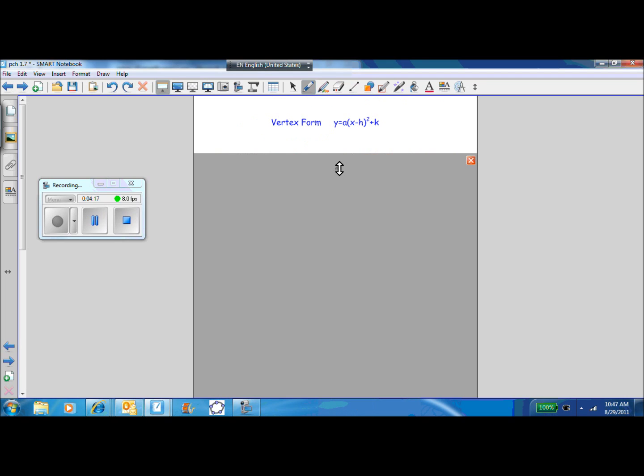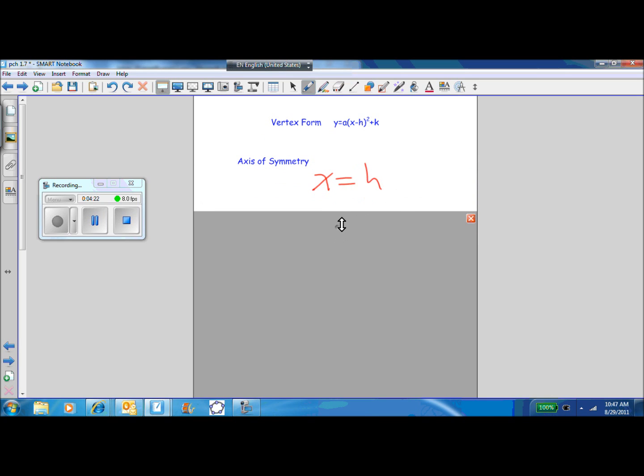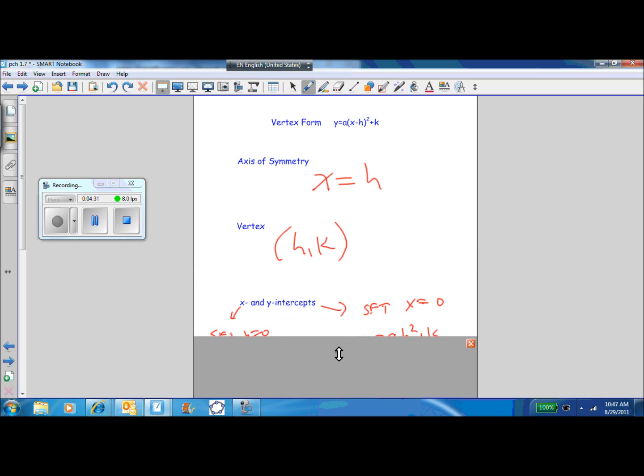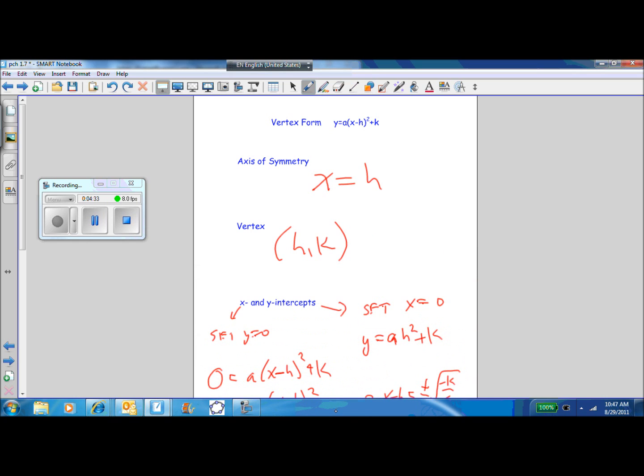Finally, we have vertex form. And the handy thing about this, notice I'm changing the order here, because it's not so easy to find the intercepts, the x or y. But the axis of symmetry is right there, x equals h, and that leads to the vertex, h comma k. To find the y-intercept, set x equals 0, you get a h squared plus k.